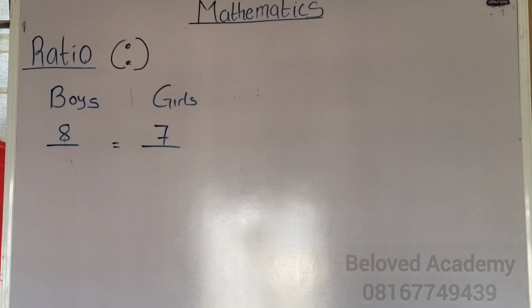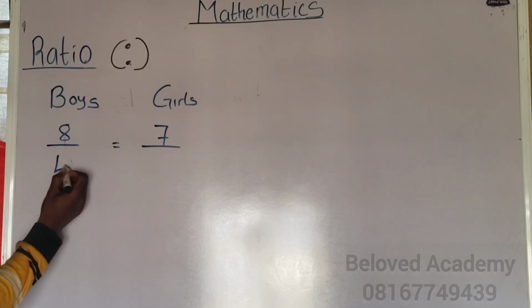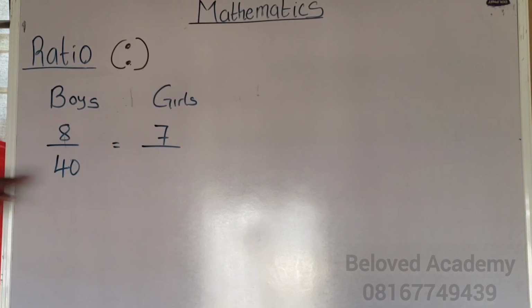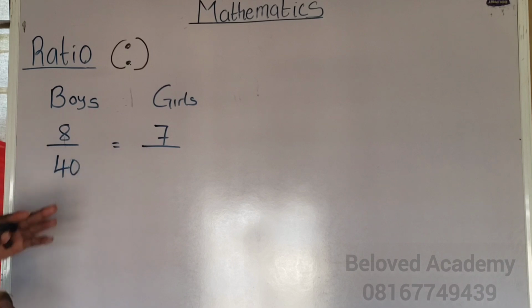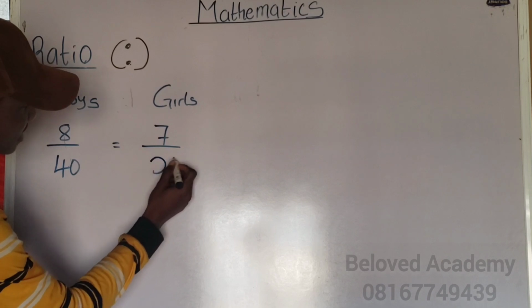Now we are told that if there are 40 boys, how many girls are present in the class? So there are 40 boys. Let me put that at the denominator. Now, how many girls are present in the class? We don't know the number of girls present, and that is what we want to determine. So let us represent it as a letter. You can represent it as any letter. Let me put X.